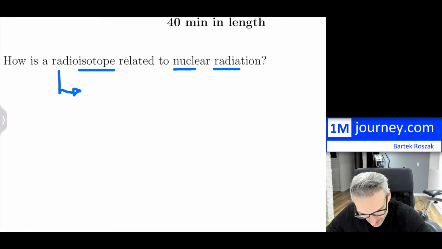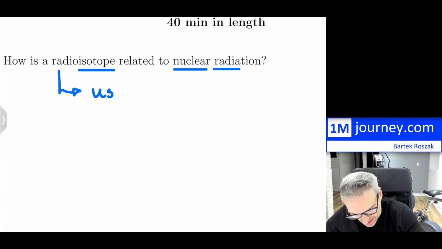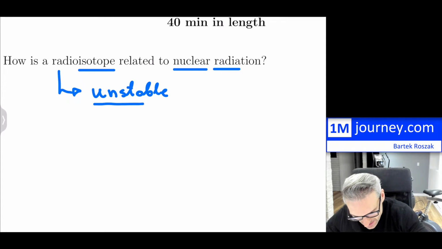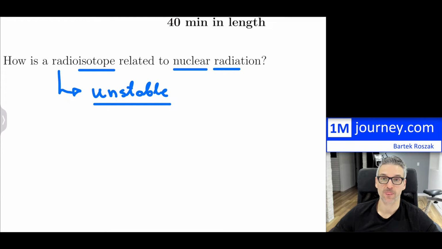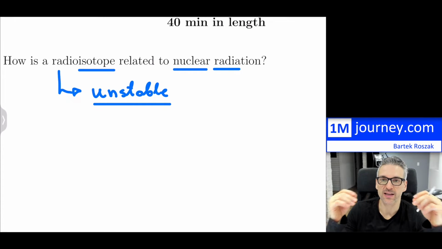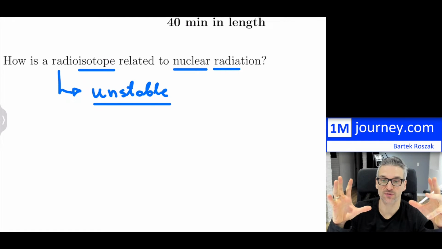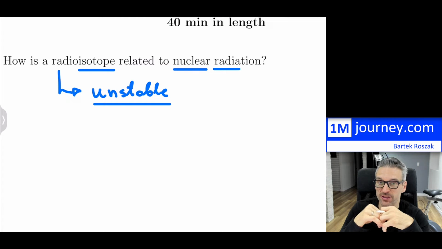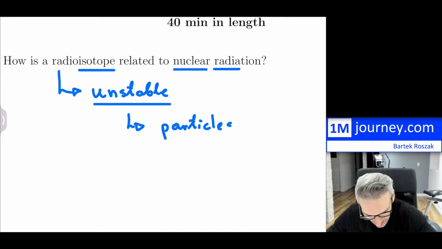So how are these two related? Well, first of all, a radioisotope is basically an unstable isotope. And because it is unstable, it is in a state where it does not like to be. So it will try as best as it possibly can, because of that instability, to release energy in some particular way. That release of energy can happen in different ways. It can happen through either a release or a capture of particles.